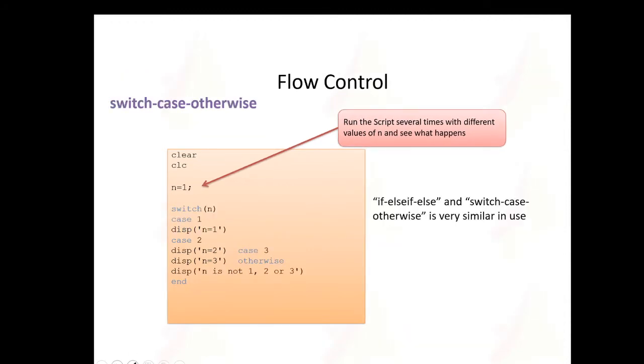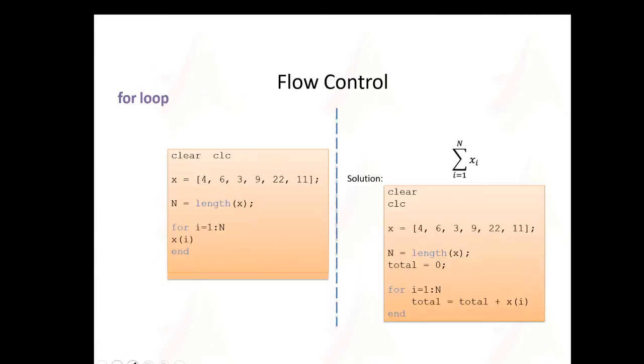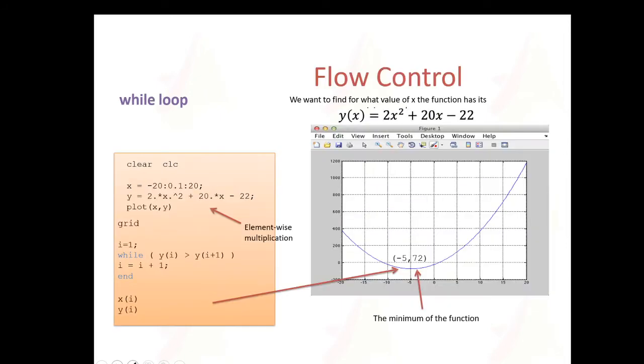I am skipping this one, and this also we already discussed in some other way. That's why this is the flow control for loop we already discussed. You can see here, we want to find for what value of x the function has its minimum. The minimum of the function I have to find out. This is the thing most of the times you come across.